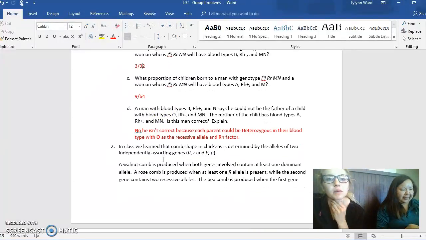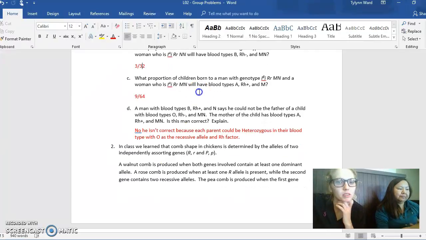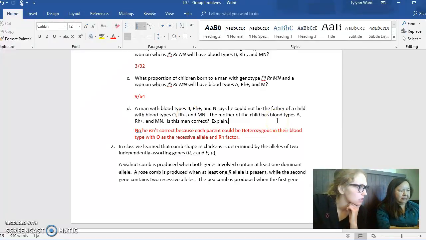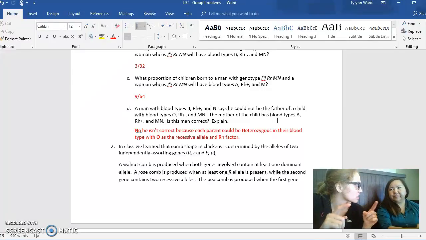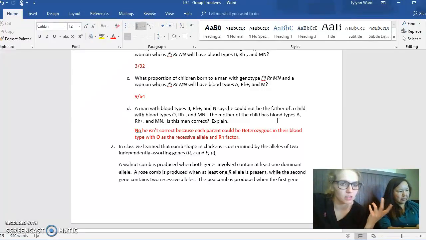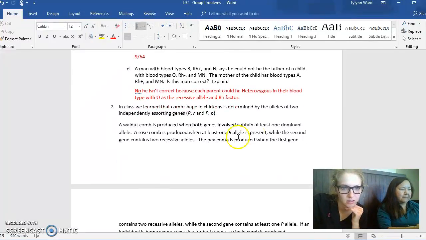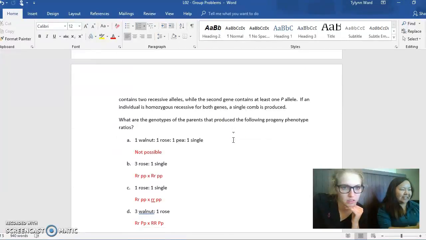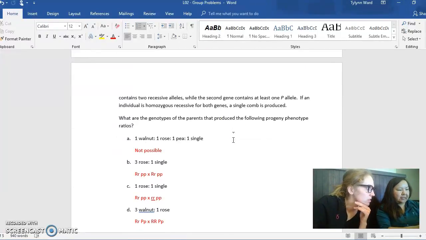Okay, and so then it says a man with blood type B positive says he's going to be the father of a child with blood type O negative MN. The mother has a blood type of A positive MN. Is this man correct? So I put no because he could be homozygous or heterozygous. Each parent could be heterozygous, which means they're like B and the Yeah. So they're crossed. That makes sense.